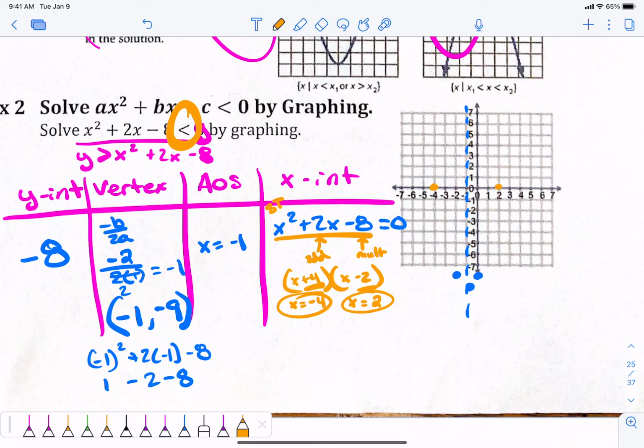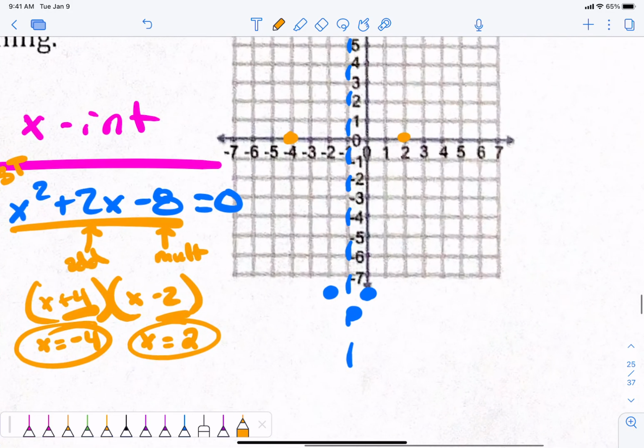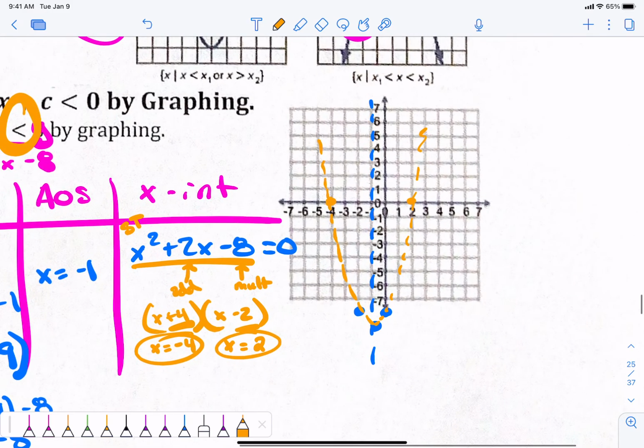Dotted, because it's not equal to, right? Okay, so a dotted line. Like that, something like that, right?